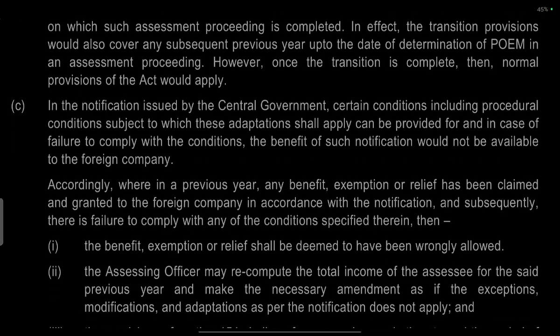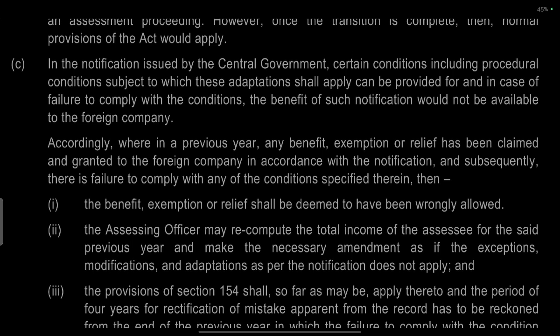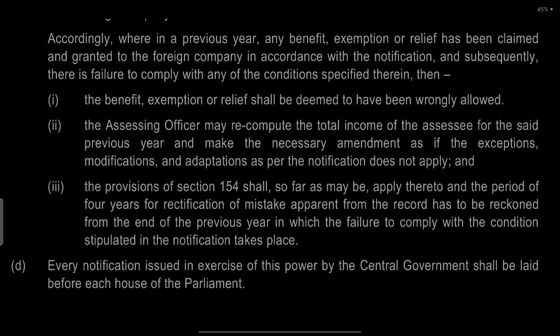In the notification issued by the central government, certain conditions are included subject to which the adaptation shall apply. It can be provided that in case of failure to comply with the condition, the benefit of the notification would not be available to the foreign company for some previous year. If exemption or relief is claimed and granted to the foreign company in accordance with the conditions, and subsequently there is a failure in complying with the conditions, the benefit of exemption or relief can be determined as being wrongly allowed.